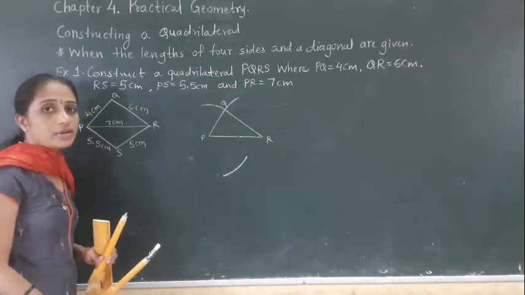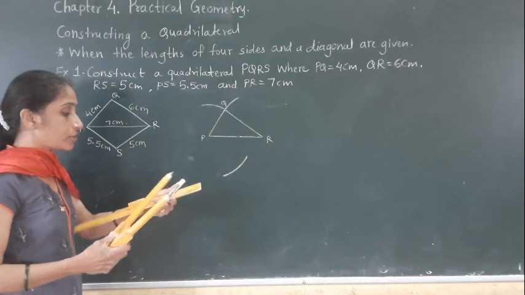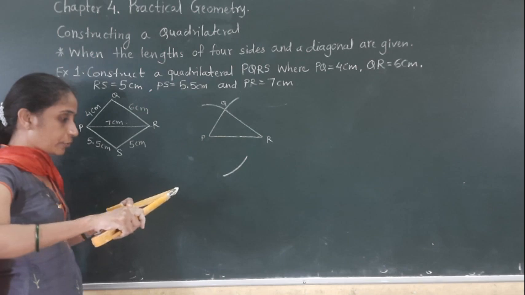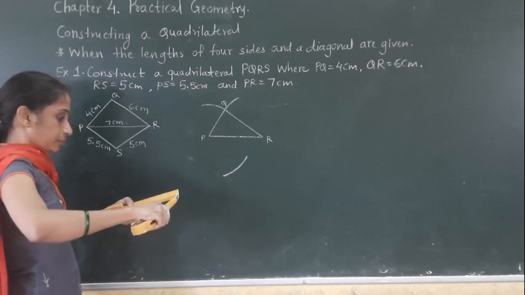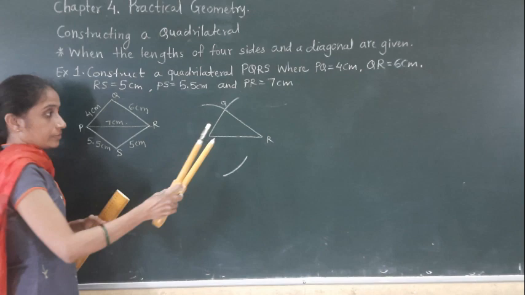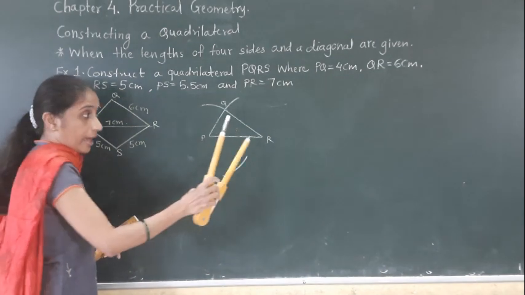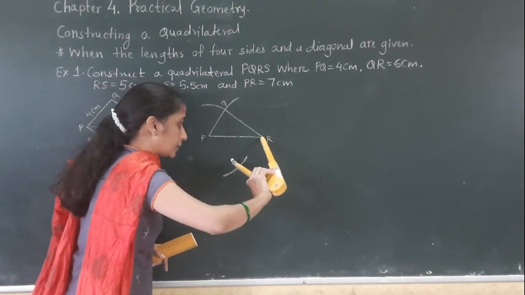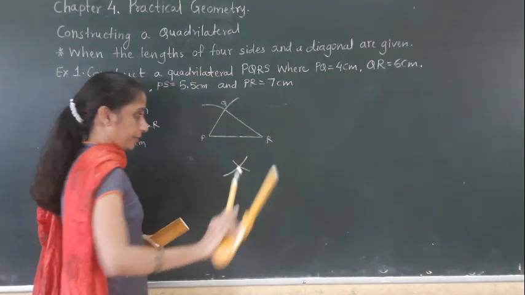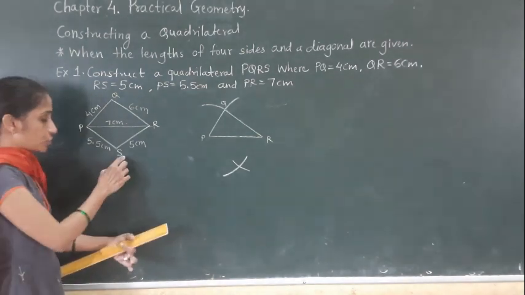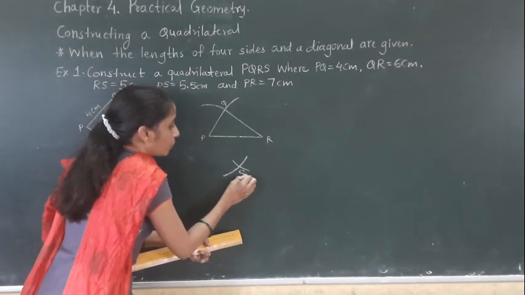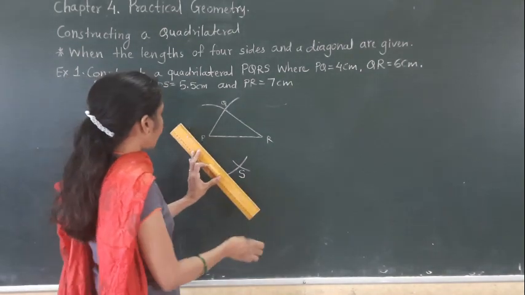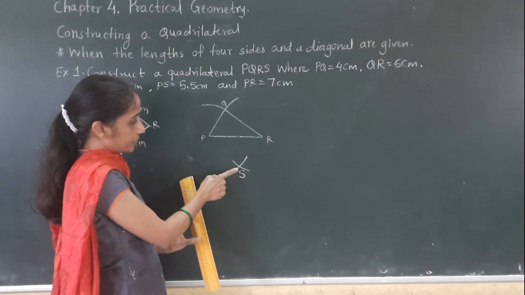Now RS. How much is RS given? RS is given as 5 centimeter. So take 5 centimeter measurement in your compass. With R as a center and 5 centimeter radius, draw an arc cutting this arc. So here we got the point S. After that, we can join PS.